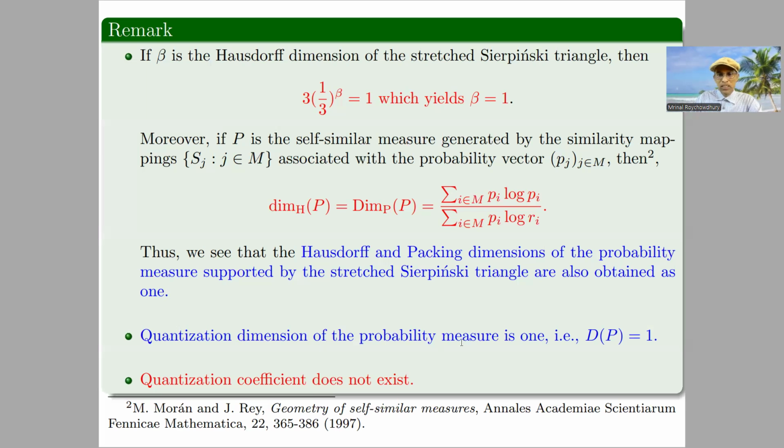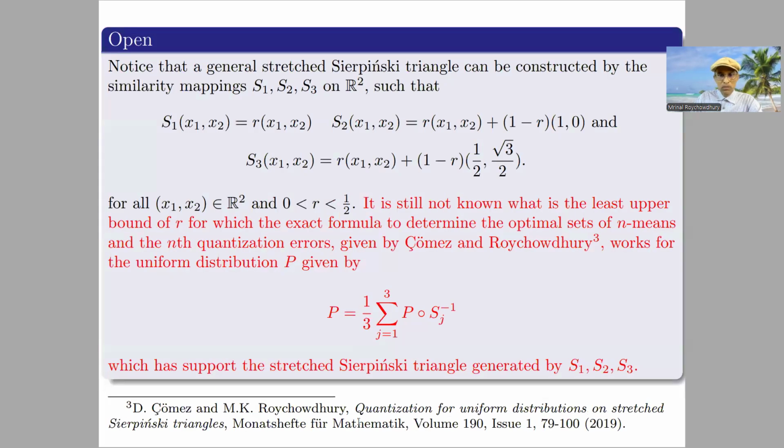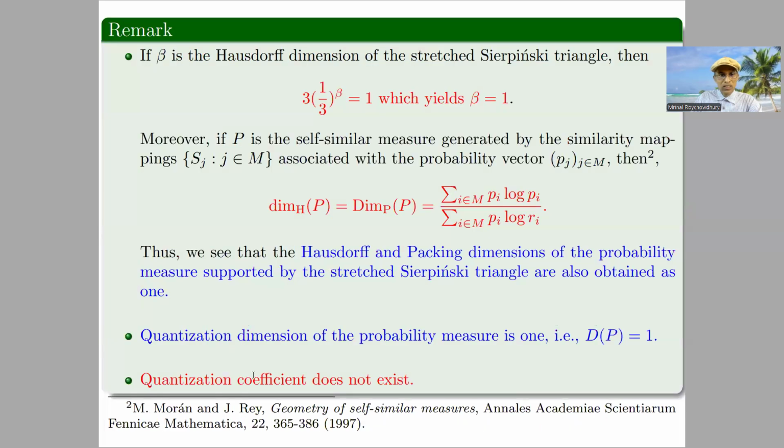The quantization dimension of the probability measure is also 1, which we have shown in our paper, Quantization for uniform distributions on stressed Sierpinski triangles. So we saw the Hausdorff dimension of the stressed Sierpinski triangle is 1. Then the Hausdorff dimension of the measure and the packing dimension of the measure are 1 because of this formula. And we found the quantization dimension is 1. So all these 4 dimensions for stressed Sierpinski triangles coincide. And the quantization coefficient does not exist.